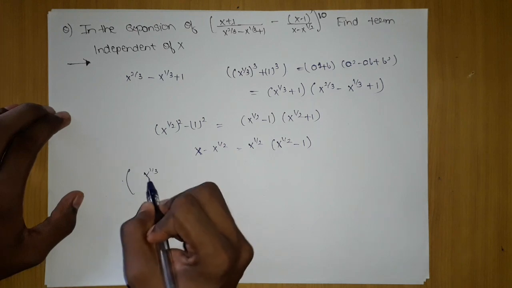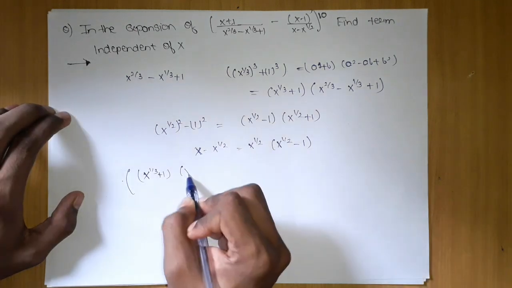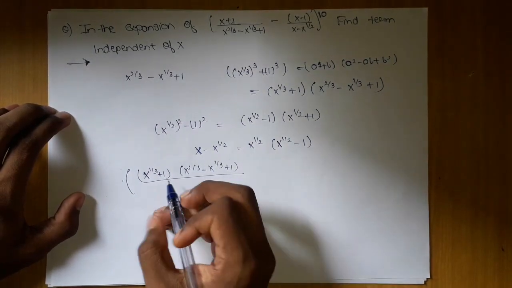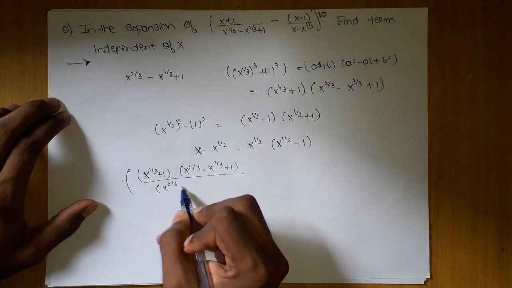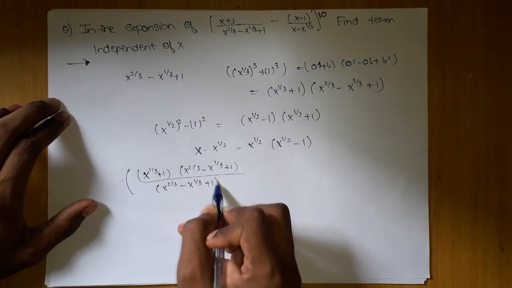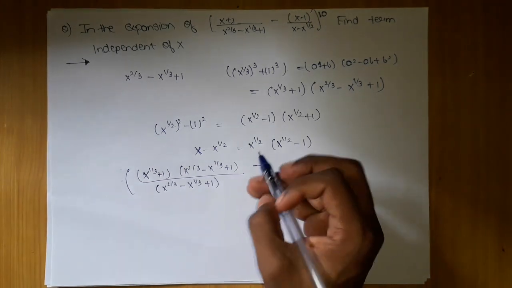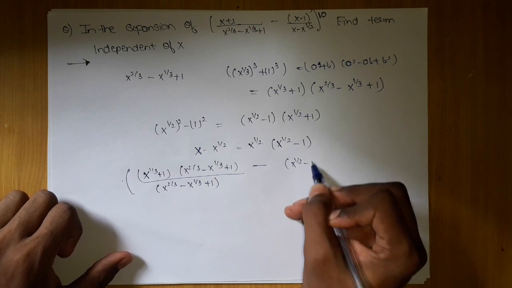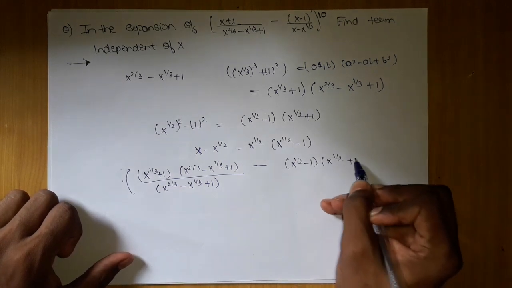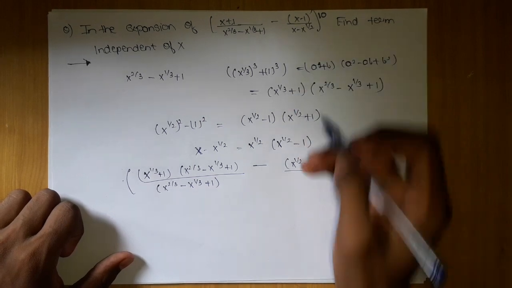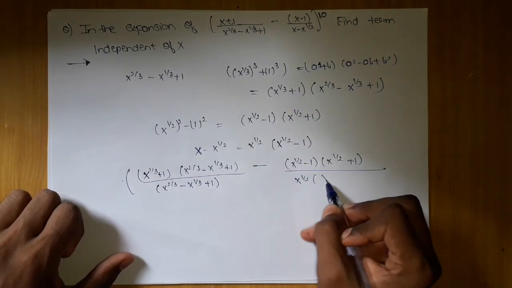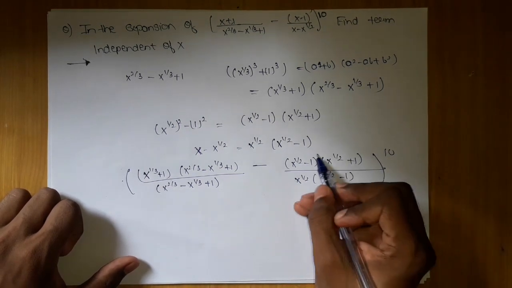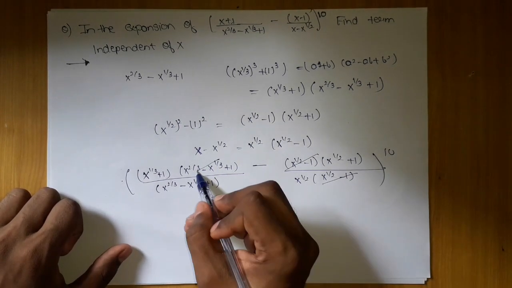x power 1 by 3 plus 1 into x power 2 by 3 minus x power 1 by 3 plus 1, the whole upon x power 2 by 3 minus x power 1 by 3 plus 1, right? Here you have to substitute this by this. The moment you substitute, x power 1 by 2 minus 1, x power 1 by 2 plus 1, the whole upon, here x power 1 by 2 will be taken common, x power 1 by 2 minus 1 will be left, the whole power 10. So you can clearly see this and this will get simplified.